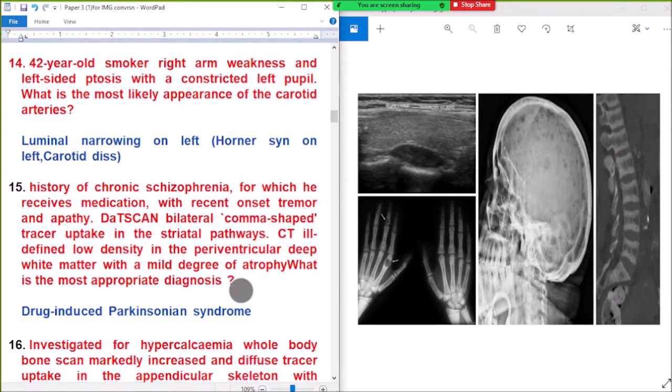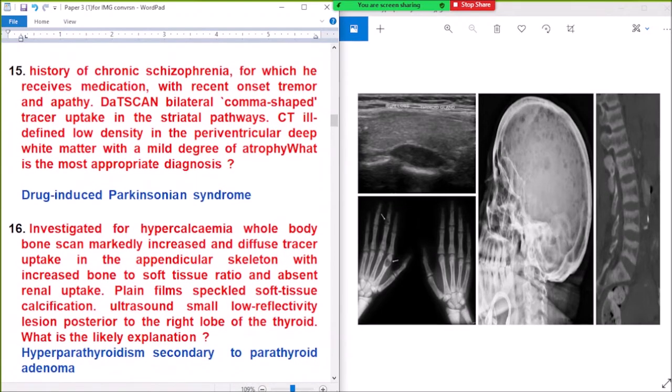Next, question number 15. History of chronic schizophrenia for which he received medication. The recent onset of tremor and apathy. The scan shows bilateral, comma-shaped tracer uptake in the striatal pathways. The scan shows ill-defined low density in the periventricular deep white matter with a mild degree of atrophy. Most appropriate diagnosis, drug-induced Parkinson's syndrome.